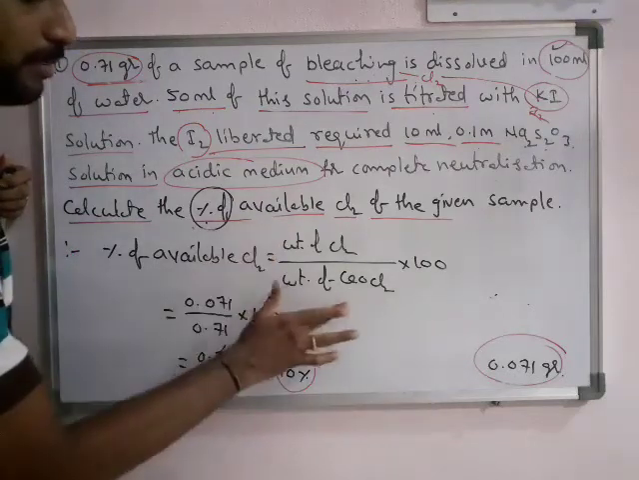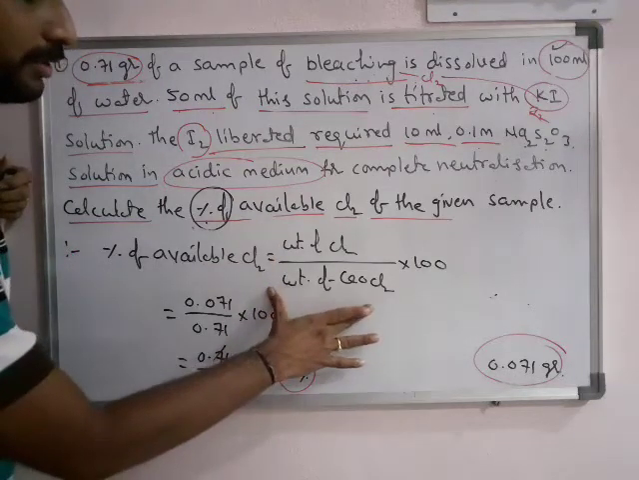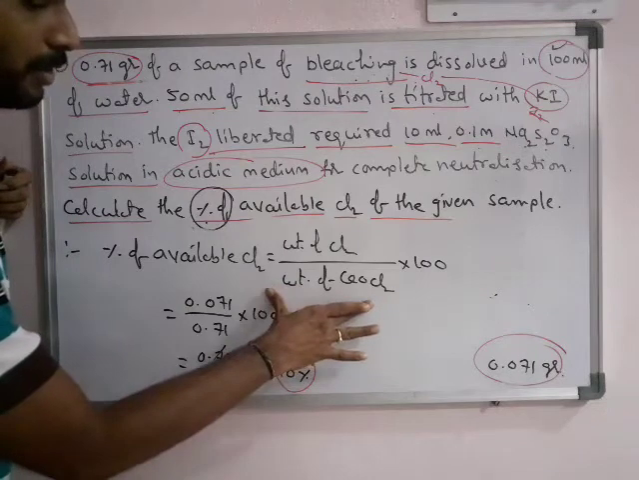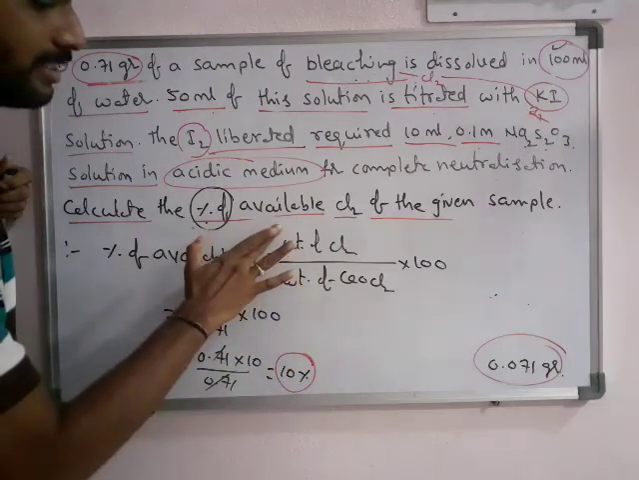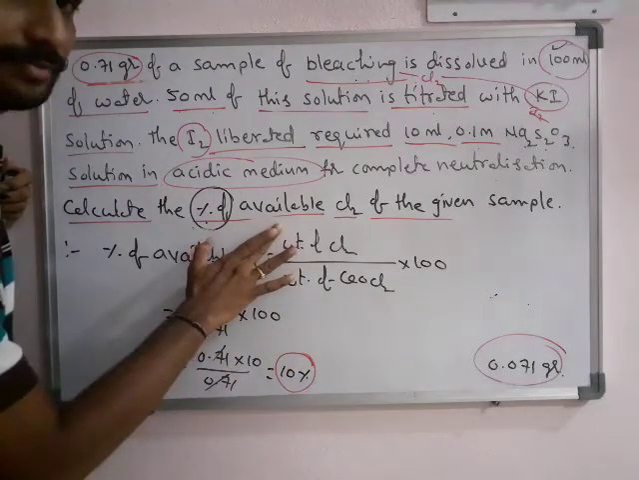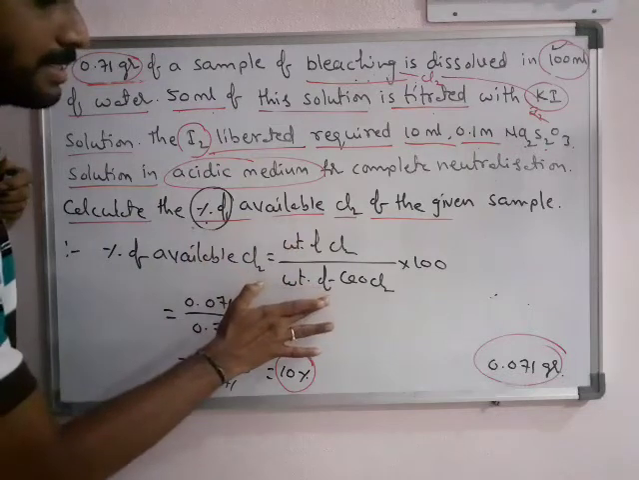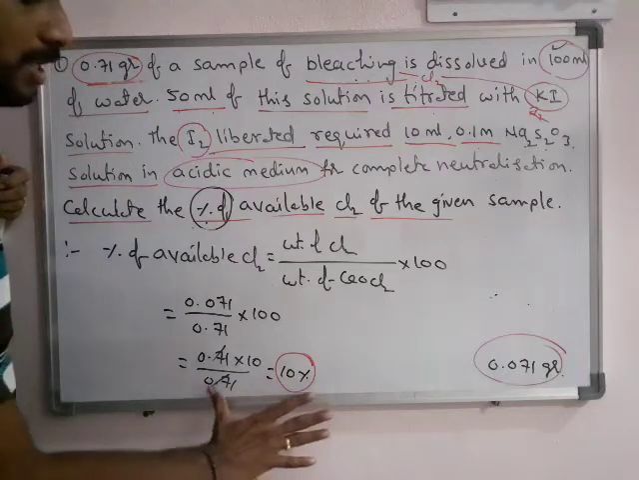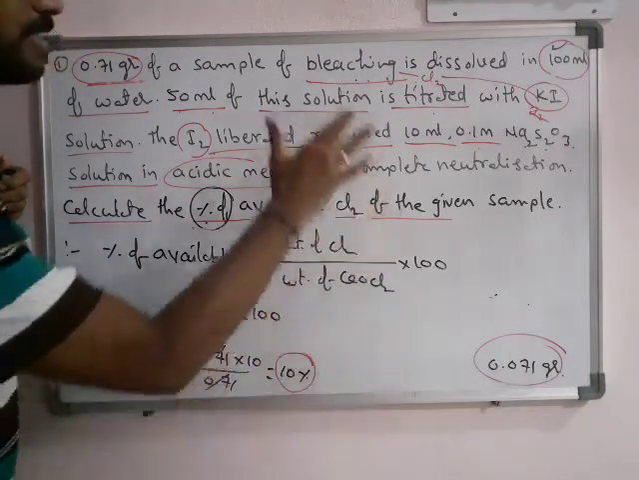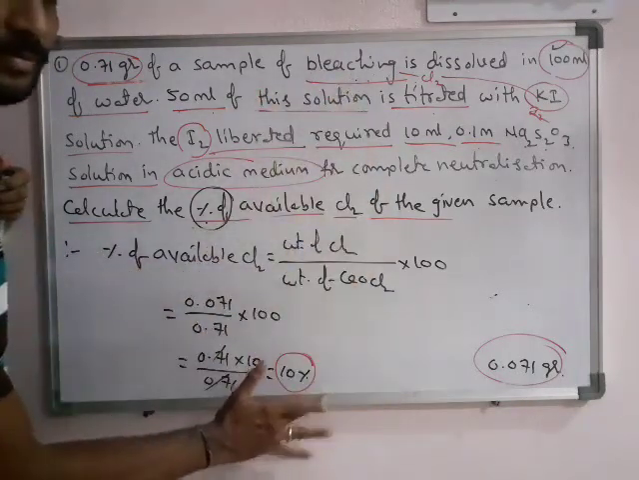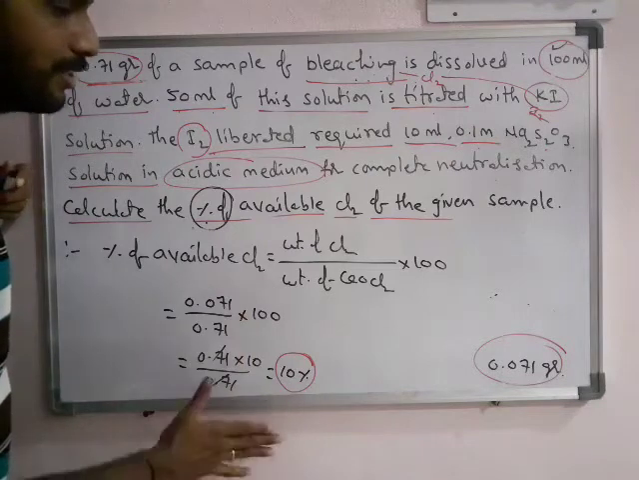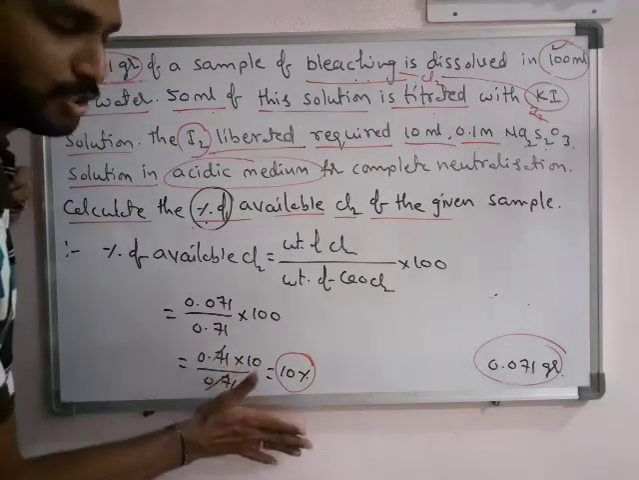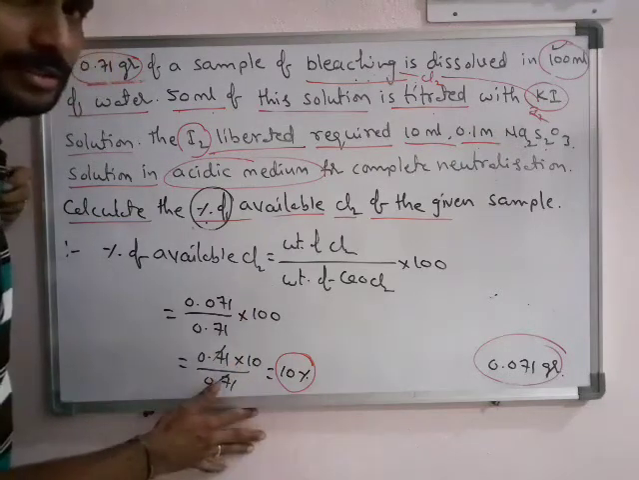The weight of chlorine by the weight of bleaching powder. In the amount of bleaching powder, this much amount of chlorine is released. To get the percentage we multiply by 100. So finally we got that 10% of chlorine is released from this bleaching powder. Okay, so this is the strength of bleaching powder based on available chlorine.